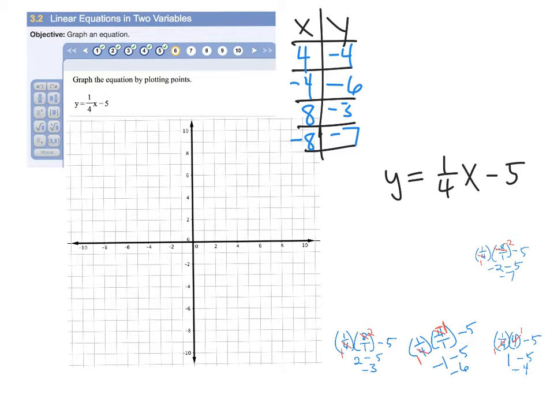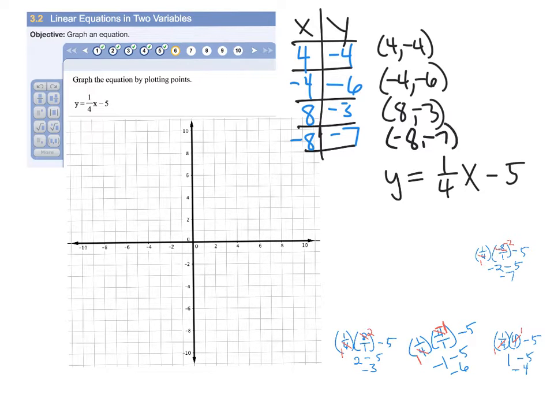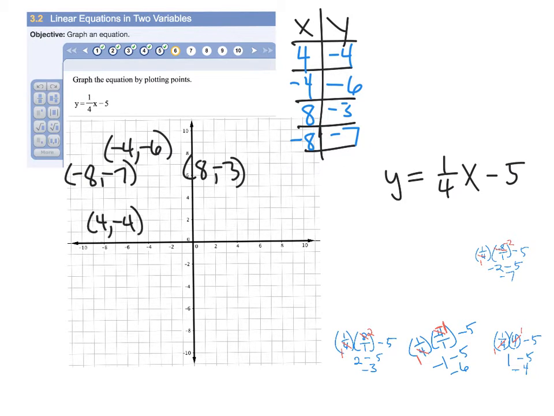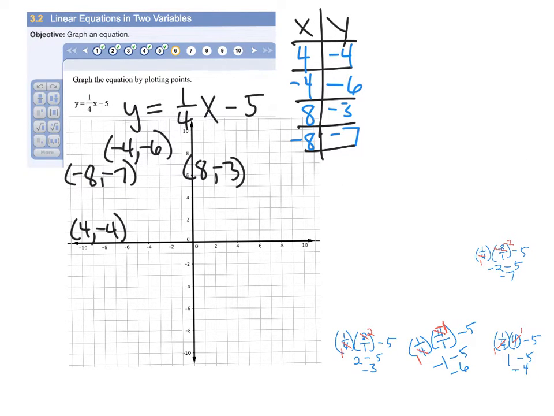So now we could think about our ordered pairs. So we've got 4, -4. We've got -4. Oops, I want to get rid of all that. And then I want to write it again. So -4, -6. And then we have 8, -3. And then lastly, we have -8, -7. So these are our 4 points that we're going to be graphing for our line.